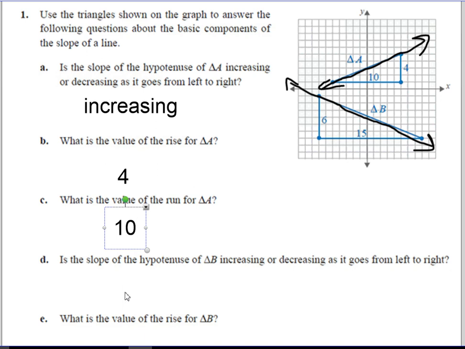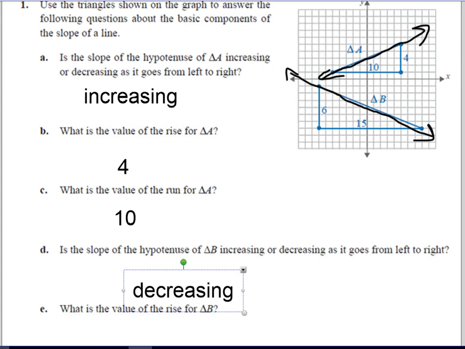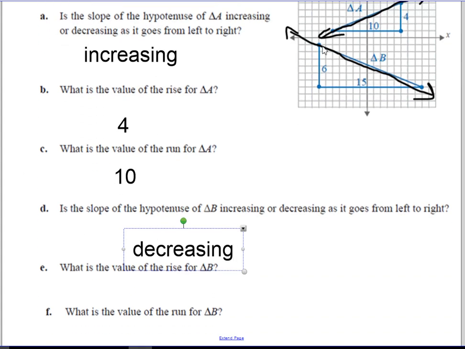Now they're asking us to look at the slope of triangle B. The bottom triangle is triangle B. Left to right, we're sliding downhill, so it's a decreasing slope. The value of the rise: notice we're not rising up, we're dropping, so that's shown by a negative. It's going down 6 spaces, so we'll show that by a -6. And run, we're still going to the right. This time we're going 15 spaces to the right.